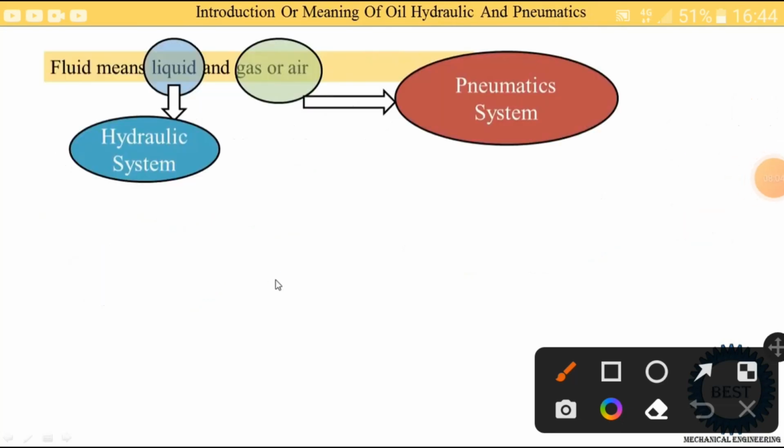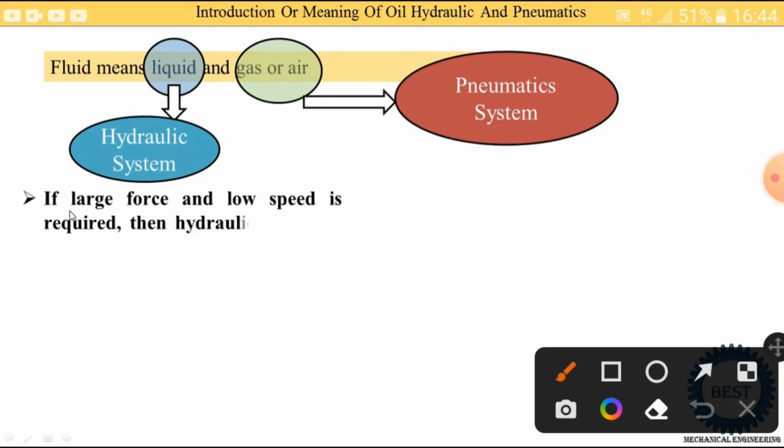Now here we understand the condition in which the hydraulic system is used, which condition the pneumatic system is used, and why. If a large force is required and a low speed is required, then the hydraulic system shall be selected for power transmission. Suppose we require a larger force at low speed, we use the hydraulic system.